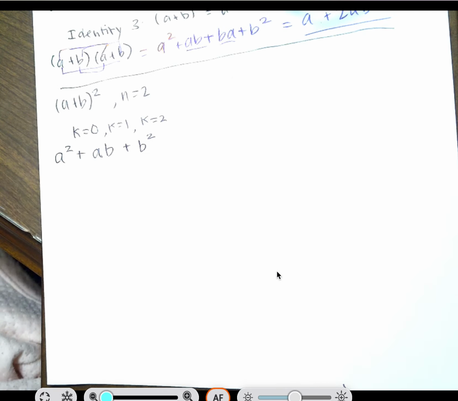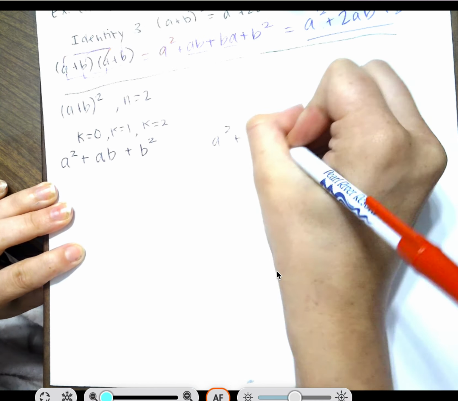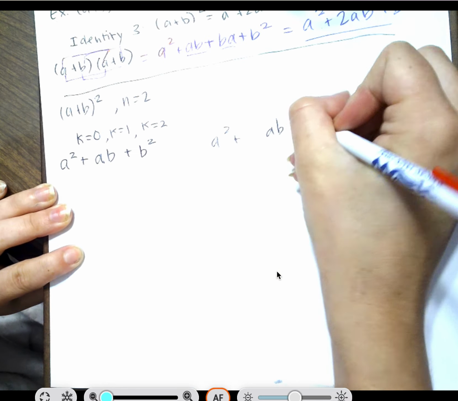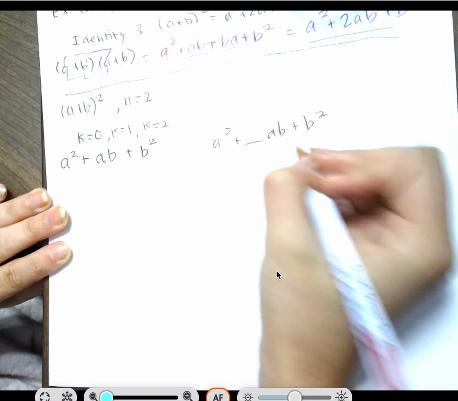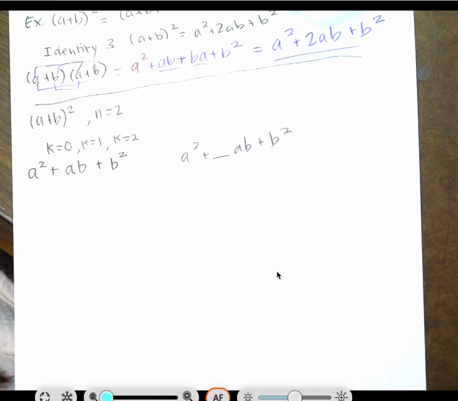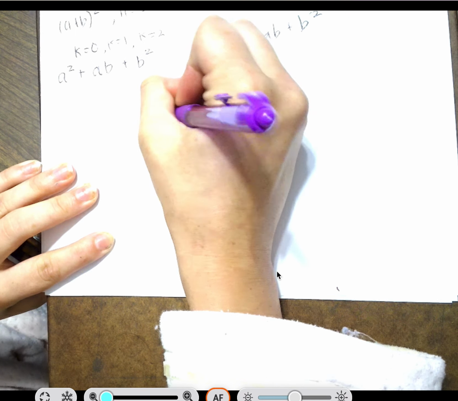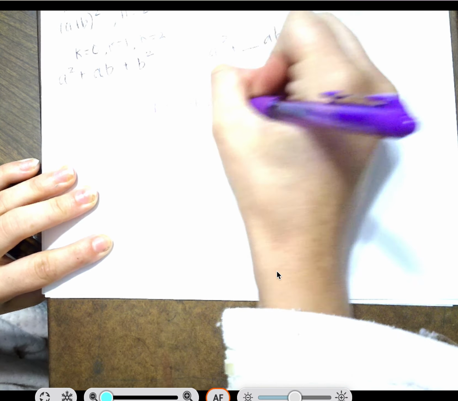And you may say, hey, this is wrong. We only have a squared plus ab plus b squared. We're missing a 2 here. You look at your example right here. Well, that's where our old buddy Pascal's triangle comes into play.